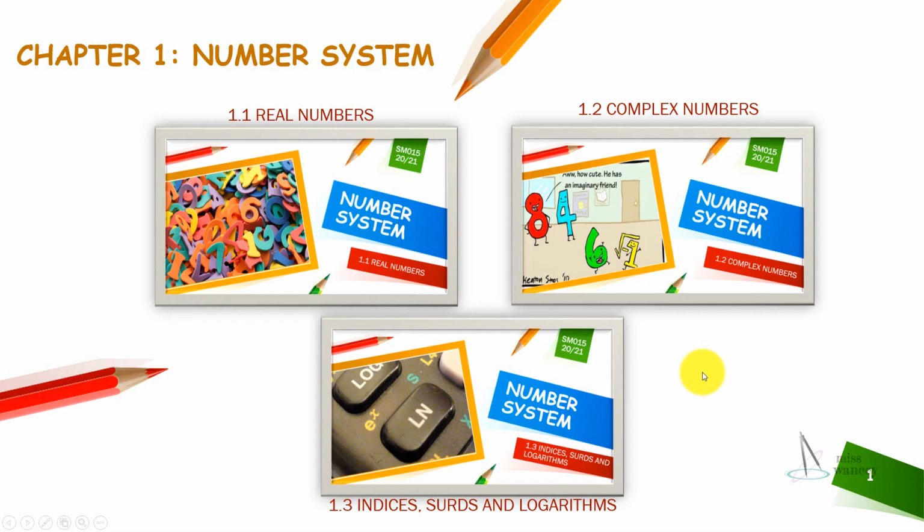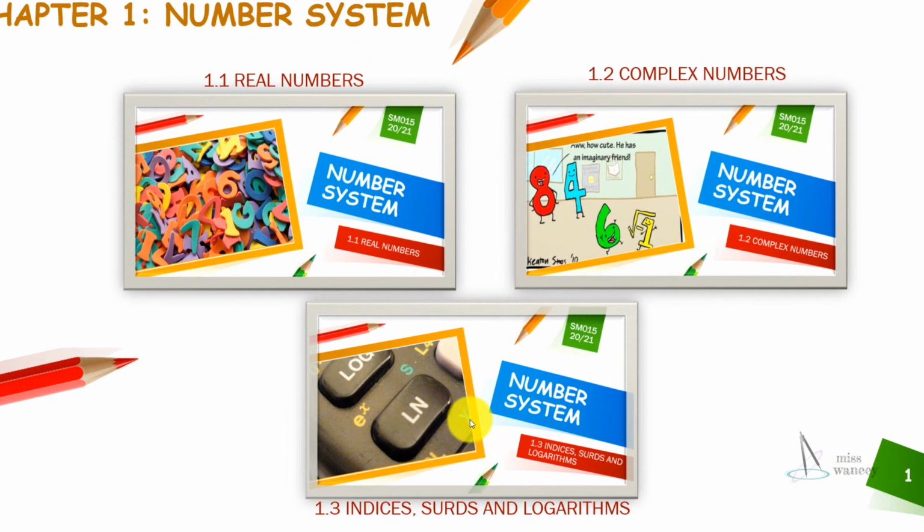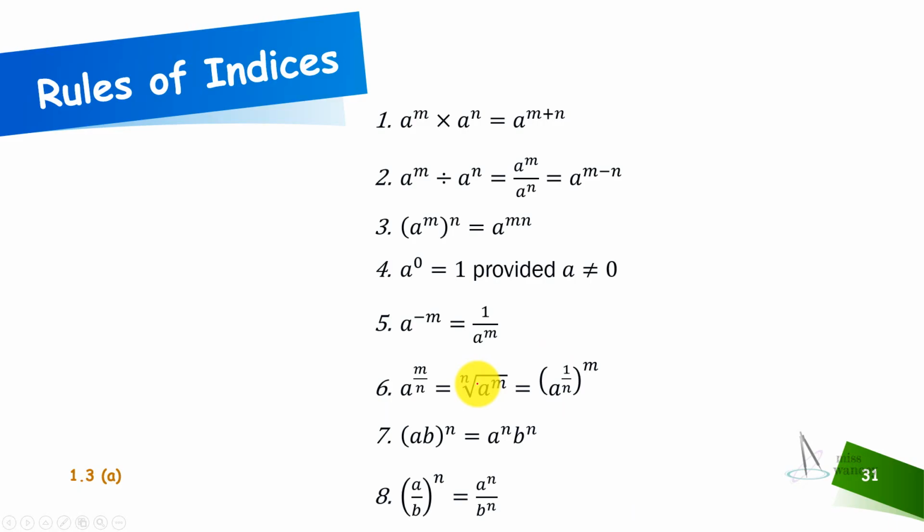Okay, so this is the third subtopic of number system. So we have 1.3 indices, set, and logarithm. Okay, so we have a few rules to memorize. So we have around 8 rules. So let us go one by one.